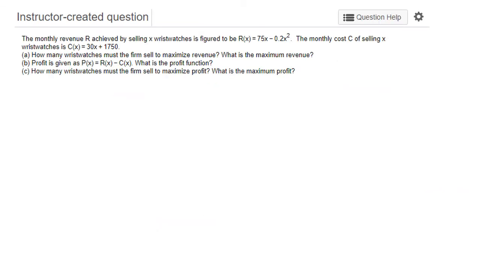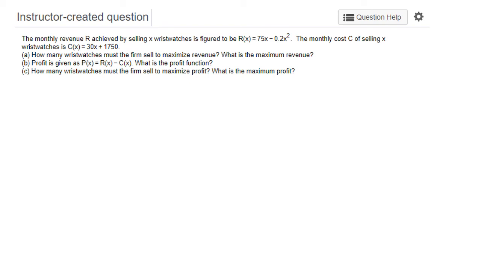All right, and we close out with another revenue function. Okay, here our revenue function is given as a quadratic, 75x minus 0.2 times x squared. The monthly cost function is a linear function, 30x plus 1750. How many wristwatches must the firm sell to maximize revenue?